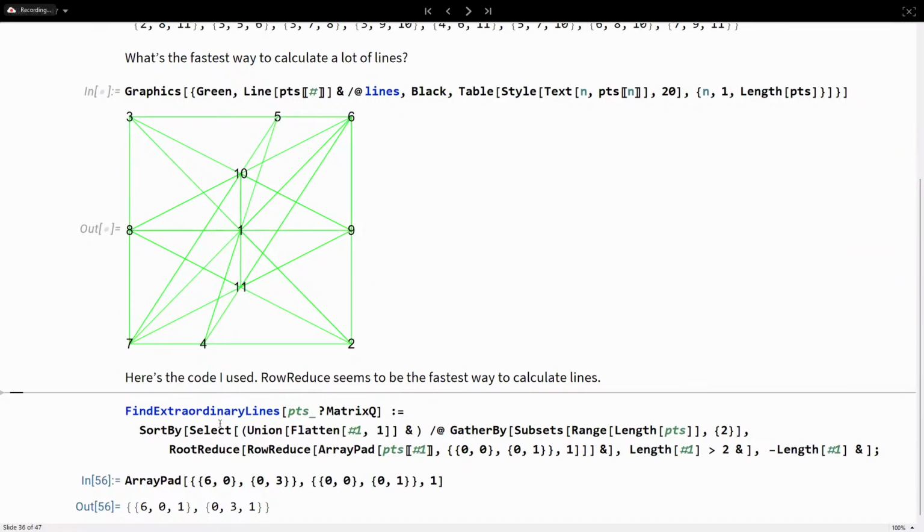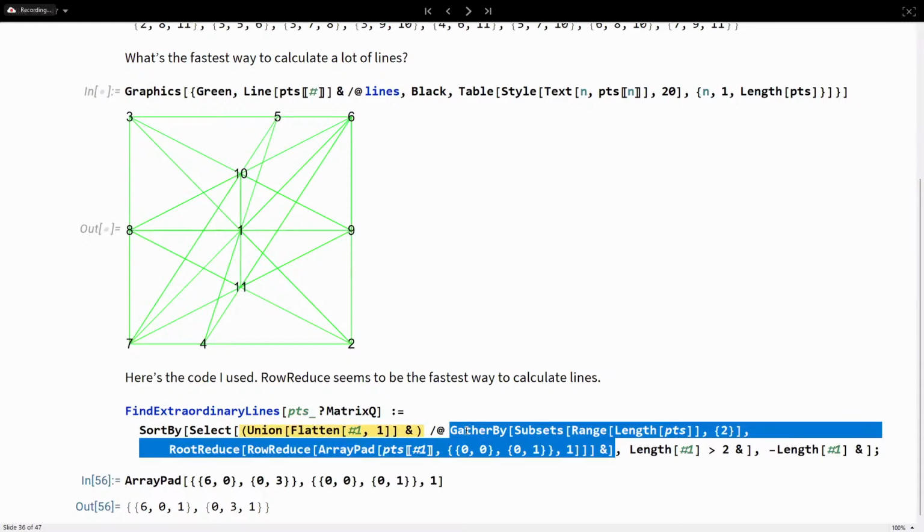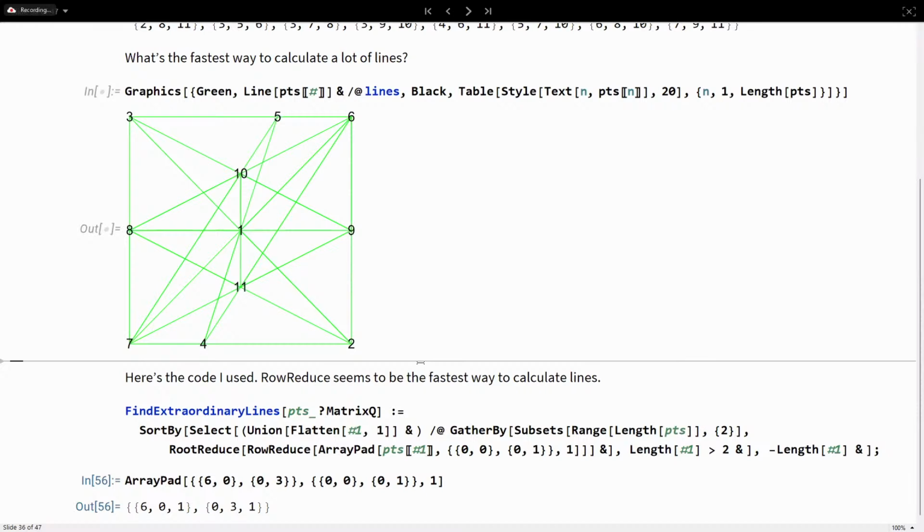So extraordinary lines works in 3 dimensions, possibly 4 dimensions, but I haven't tried that. But it's super fast for thousands of points. Other methods for calculating line equations were much slower. So that's one bit of magic that I didn't expect. But row reduction is so optimized now that it's much faster than other methods.